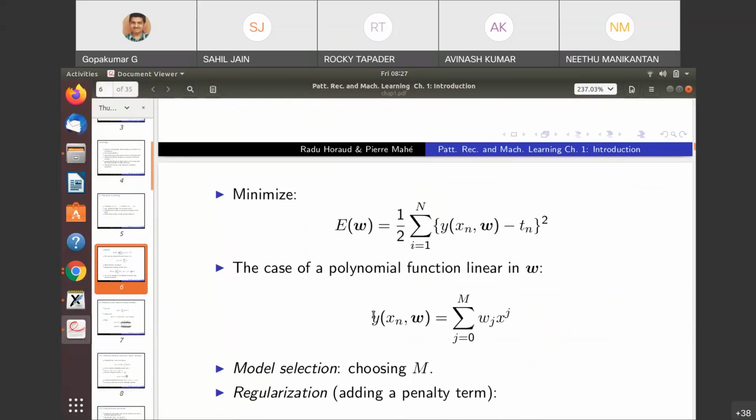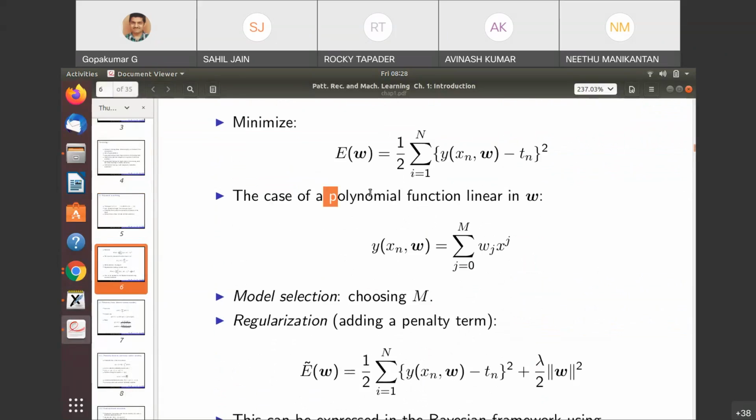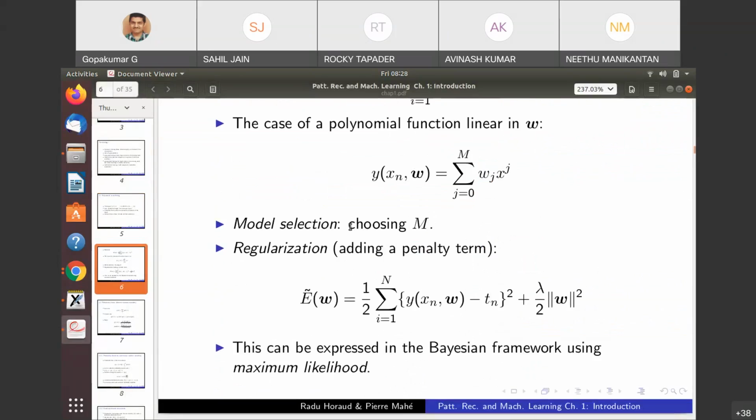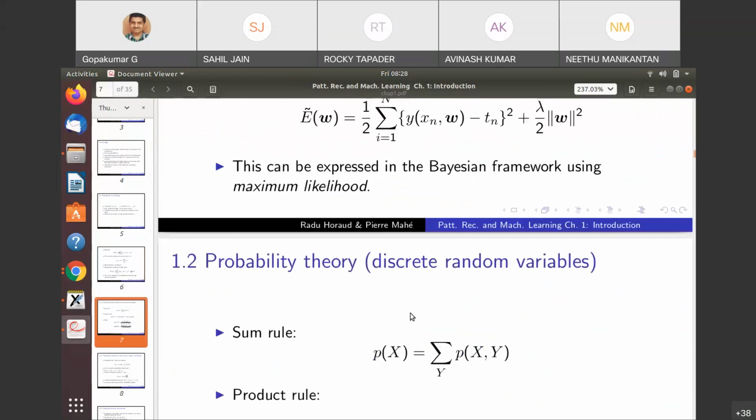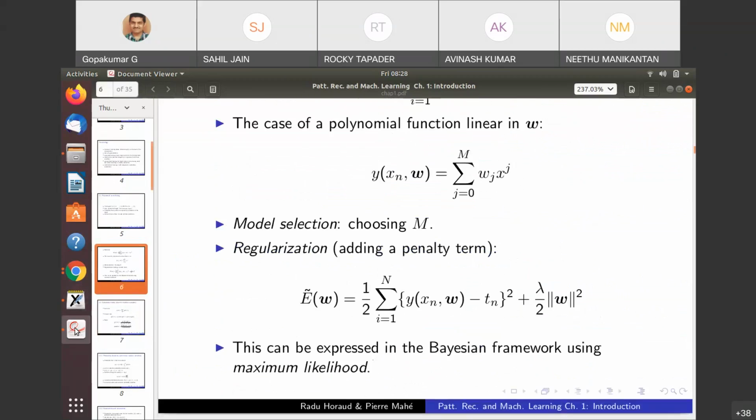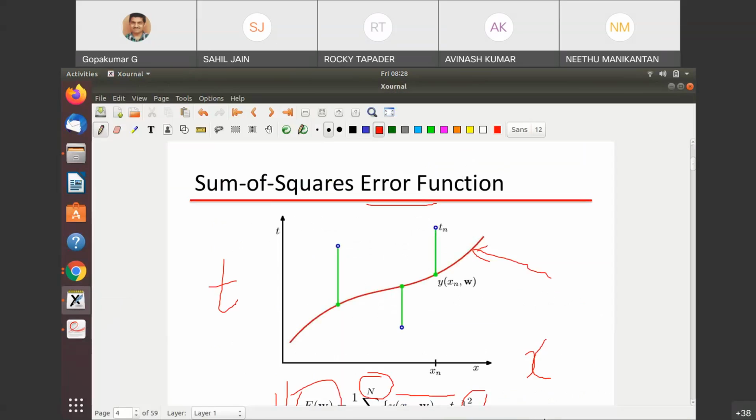So we can say that our problem is minimizing this function, as we have seen, where we define a polynomial function. And model selection is choosing the parameter m in this case. Then we have seen regularization, where we add a penalty term. So that, in a very brief manner, are the important things.